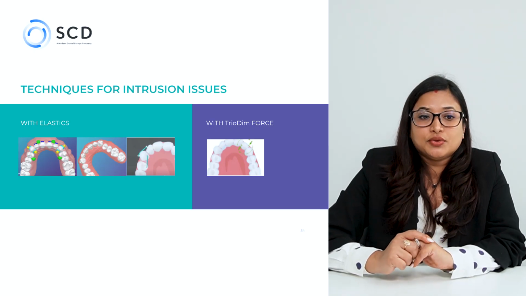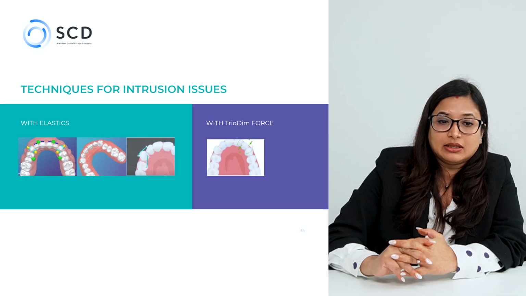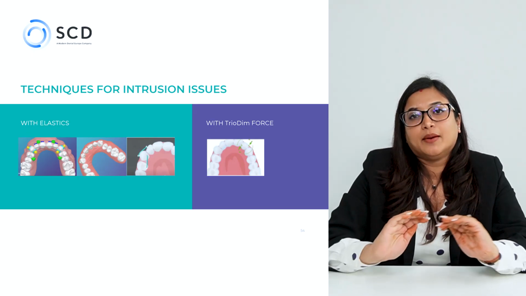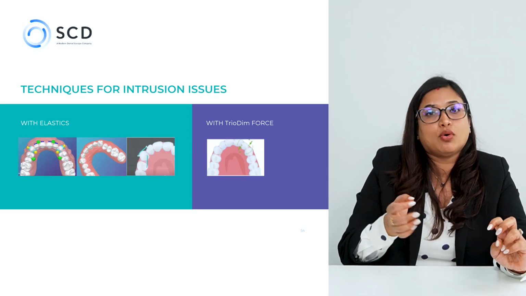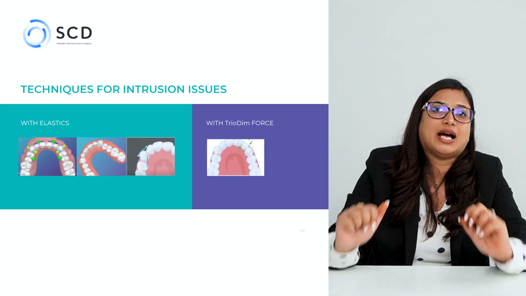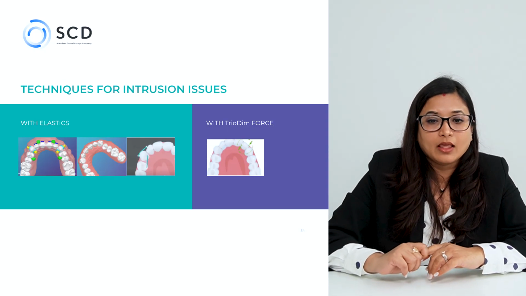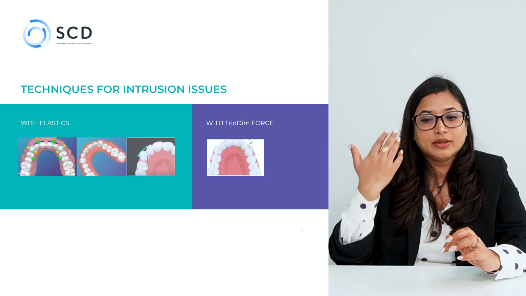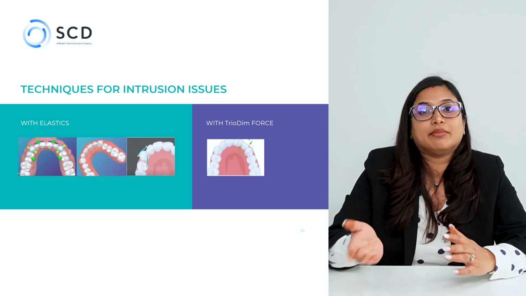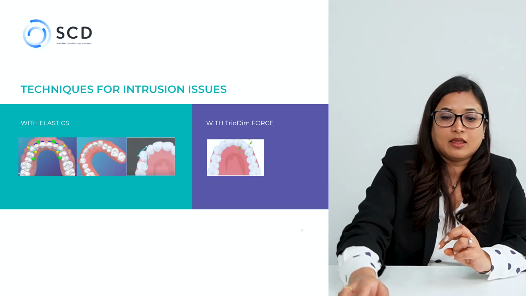Technique for intrusion issues, how to handle them. With elastics, we can use TADs on the buccal and palatal side, and we can either try to bring the whole plate into alignment to bring about an intrusion, or we can particularly insert it for an element and just make intrusion happen for that particular element. With elastics, also on the buccal side, we can attach it for the posteriors and bring about intrusion so that anterior open bite is reduced.